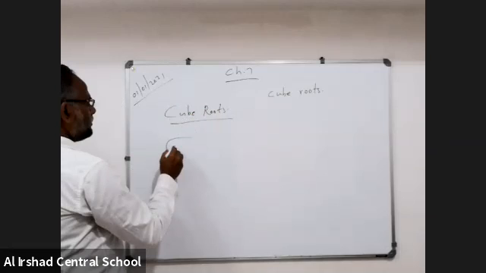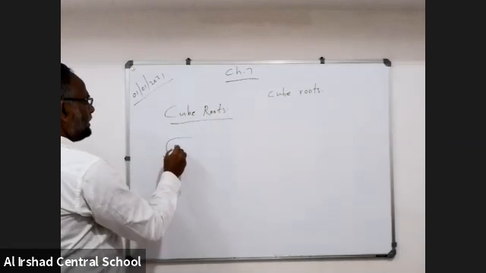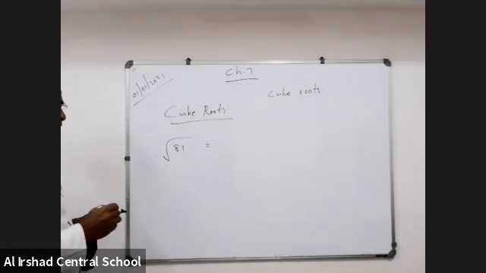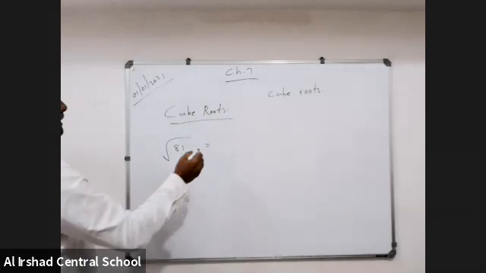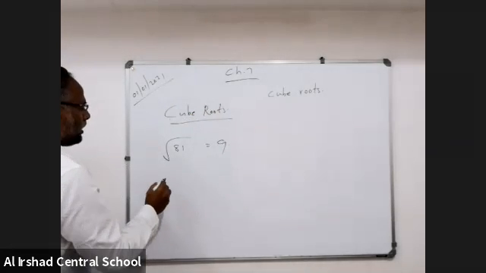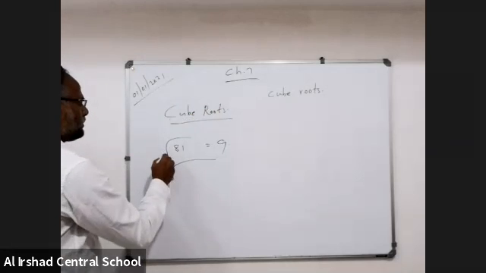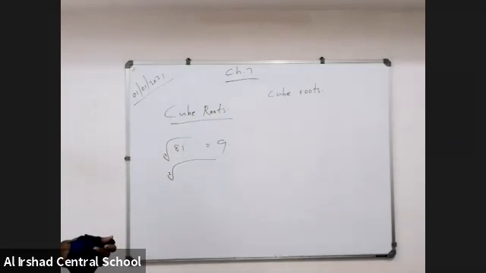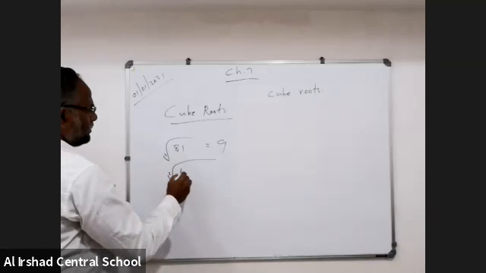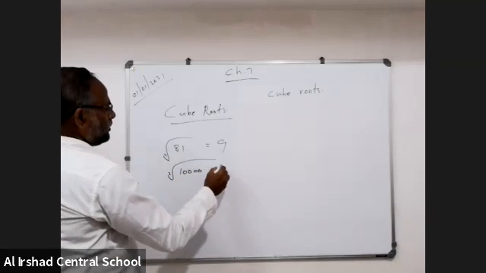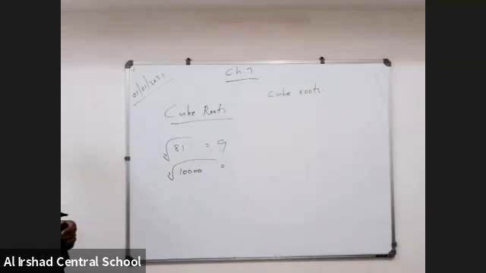Square root of 81. What is the square root of 81? 9. Now, here, square root of 2, this square root we are not writing. Suppose square root of 1, 2, 3, 4. What is the square root of this number?